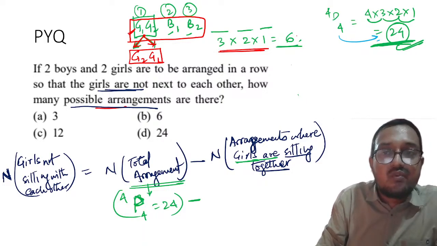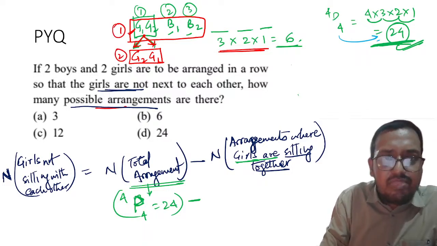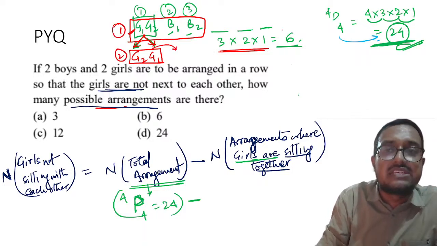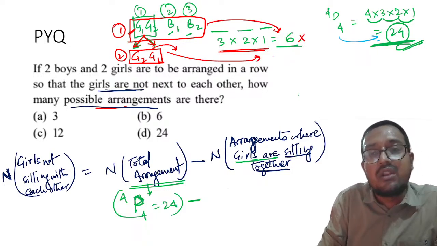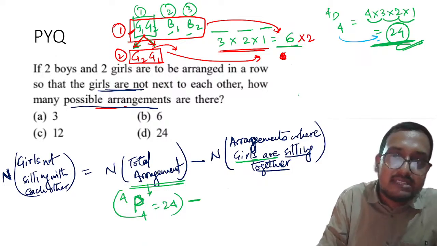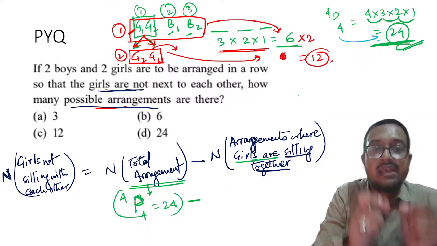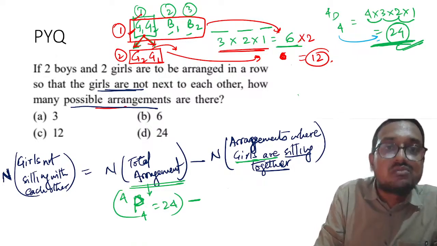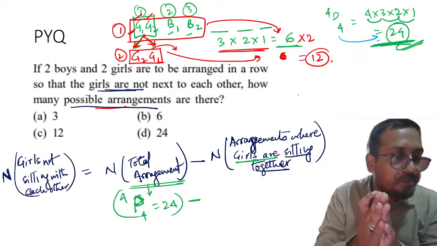So this is the first case, this is the second case, right? And obviously these are all affecting each other. So 6 will be for this case and 6 will be for this case. So I will simply multiply it by 2, or I will add 6 plus 6, so that will become 12. So 12 will be the cases where these two girls will be sitting with each other as a single person.